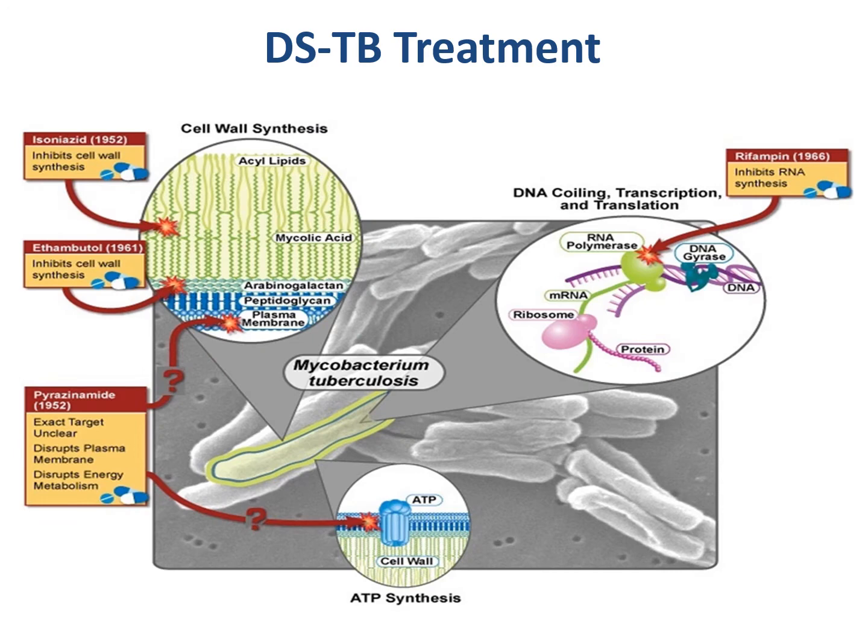You see here the TB treatment. How does isoniazid act? It inhibits cell wall synthesis. Ethambutol inhibits cell wall synthesis. Pyrazinamide, exact target unclear, but it disrupts the plasma membrane and disrupts energy metabolism. And rifampin inhibits RNA synthesis.